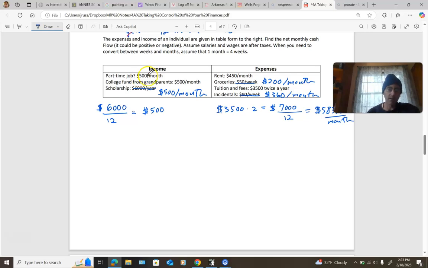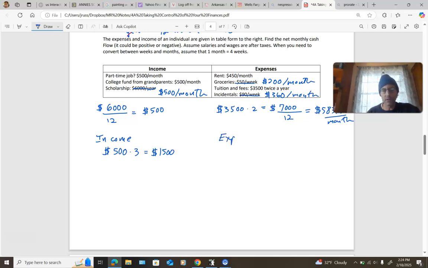All right, so my income. It's basically going to be the sum of the part-time job, the college fund, and the scholarship. So it's $500 for each of these times 3. That's going to give us a total of $1,500 per month for income.